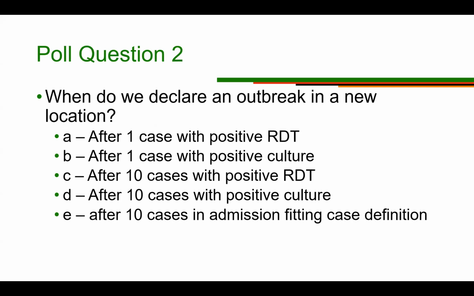Kindly launch the question. So the question is, when do we declare an outbreak in a new location? Is it A, after one case with a positive RDT? Is it B, after one case with positive culture? Is it C, after 10 cases with positive RDT? Is it D, after 10 cases with positive culture? Or indeed E, after 10 cases fitting the case definition?